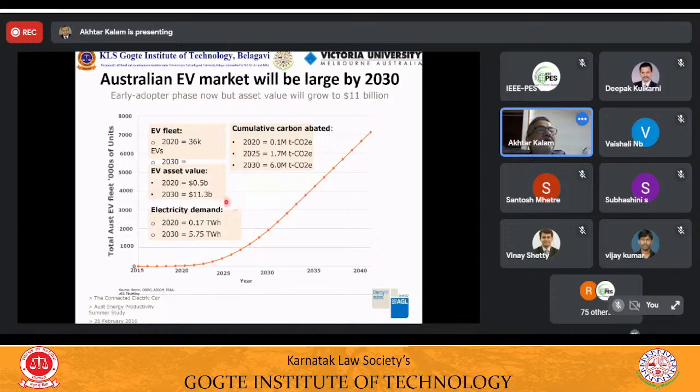That is how it will impact. So the carbon abatement, look at the carbon abatement. How much abatement can we save? This much CO2 we can save: 6 million tons of CO2.